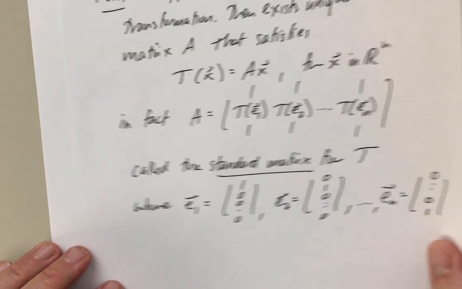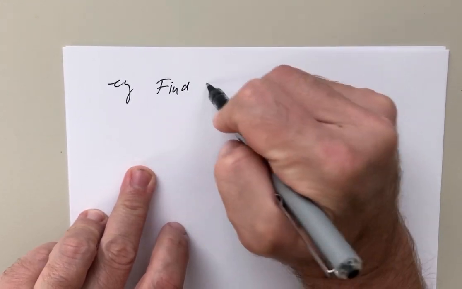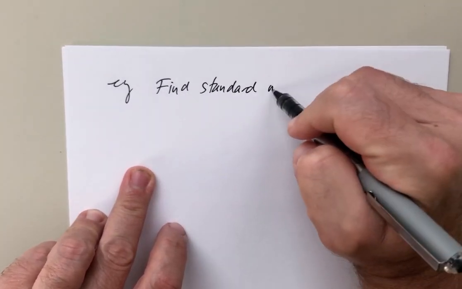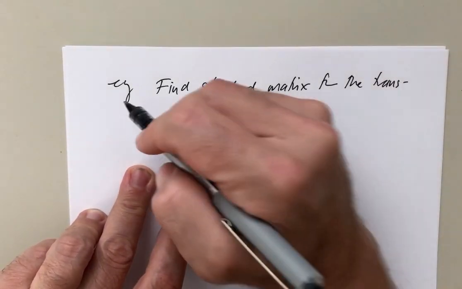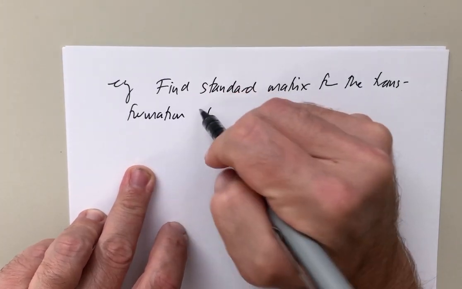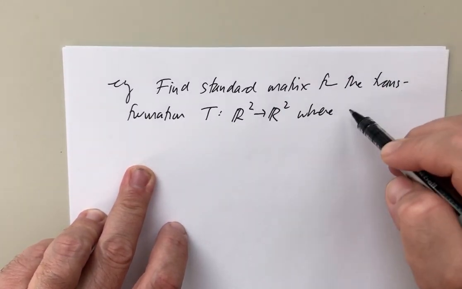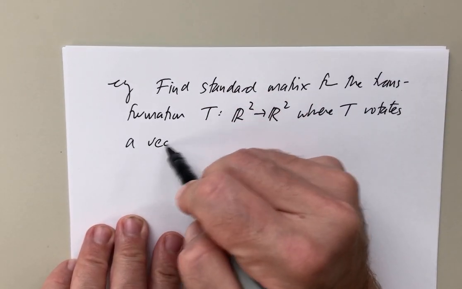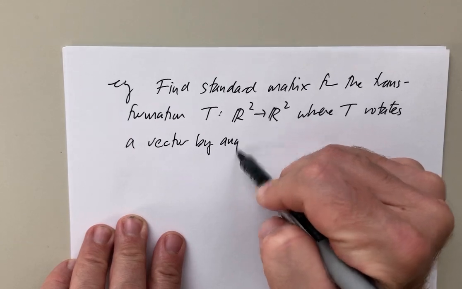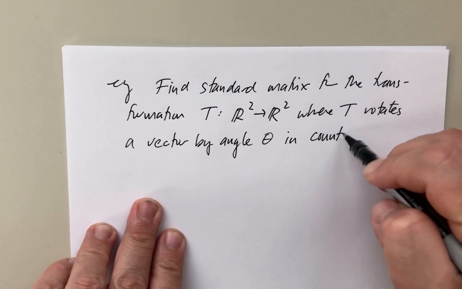Okay, so let's do maybe an example here. So for example, let's find the standard matrix for the transformation T that will go from R^2 to R^2, where T rotates a vector, let's say by angle theta, in the, let's say, counterclockwise direction.